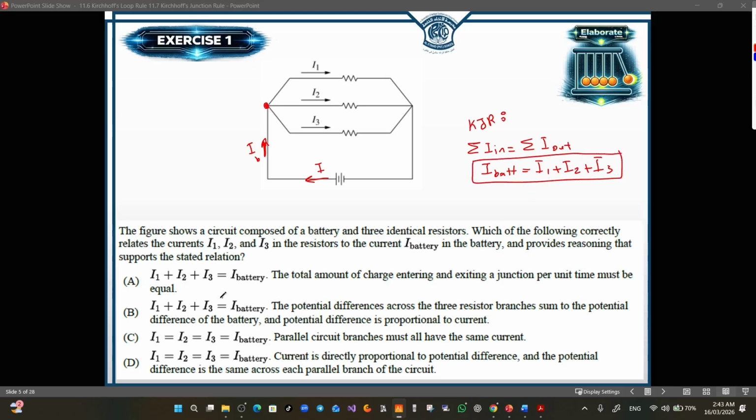And the correct answer is A. But why A? Because the total amount of charge entering and exiting a junction per unit time, this is the conservation of charge statement. The current entering and exiting must be equal.